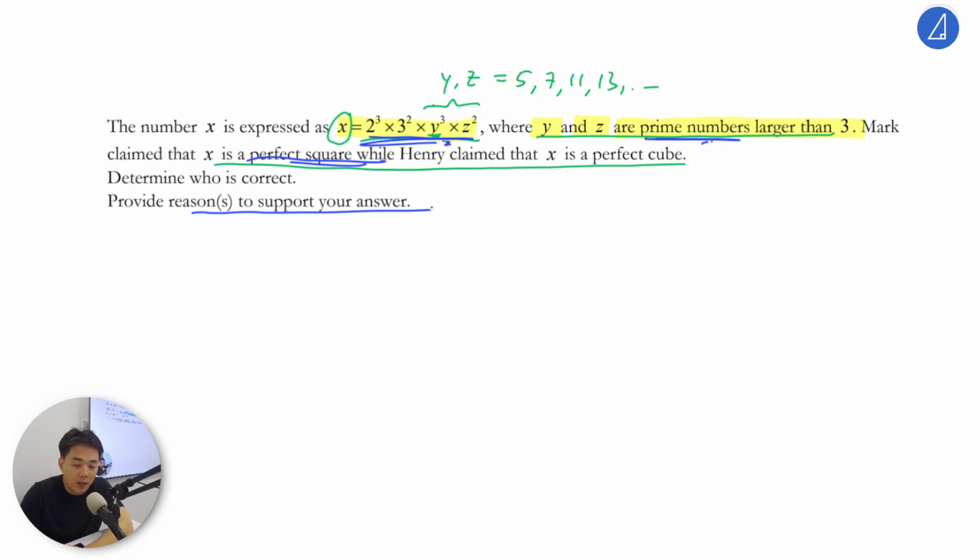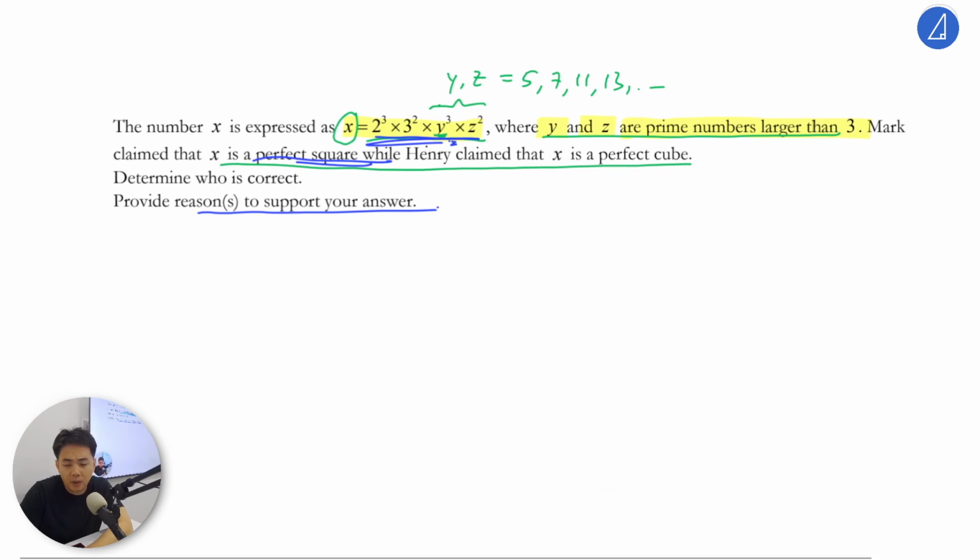Then after which, for x to be a perfect cube, same thing. All these powers have to be divisible by 3, but we know that 2 here is not divisible by 3. Okay, so how do we write it? I'm just going to write this like that.